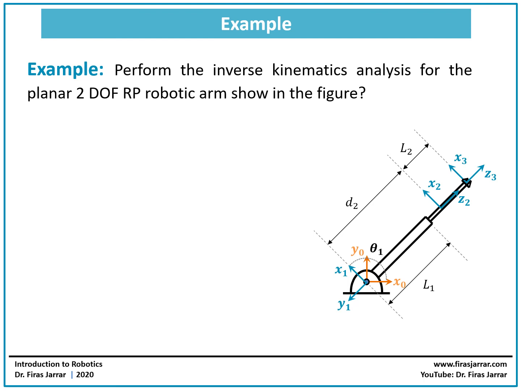Here we have another example, in this case a revolute prismatic robotic arm. Again, it's still a planar robotic arm with 2 degrees of freedom, but now one is a revolute joint, theta 1, and the second one is a prismatic joint. So this link can translate along this direction, whereas the first link can rotate about the z-axis here. We are asked to perform the inverse kinematics for this robotic arm.